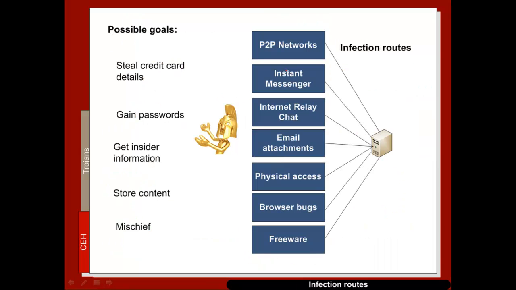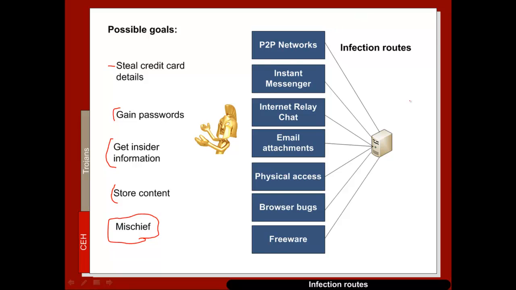So what is the goal of a Trojan? Well, it might be to steal credit card details, to get passwords, get some insider information on the computer, it might even be to store some content, but ultimately it could be some form of mischief on the machine.